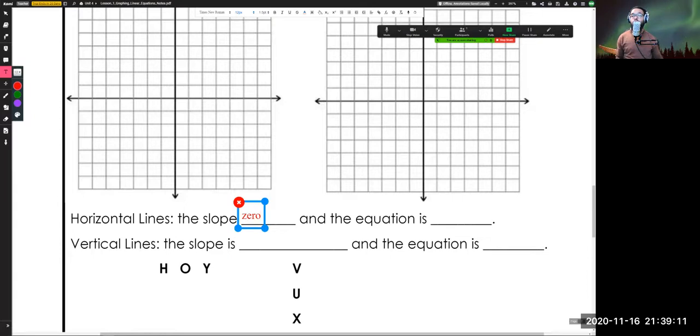Now think about a horizontal line. You may not know what horizontal means. The way I think about it is like the horizon. You see how the horizon is flat across. That's a flat line. That's a straight line. It's like a street, pretty straight typically.